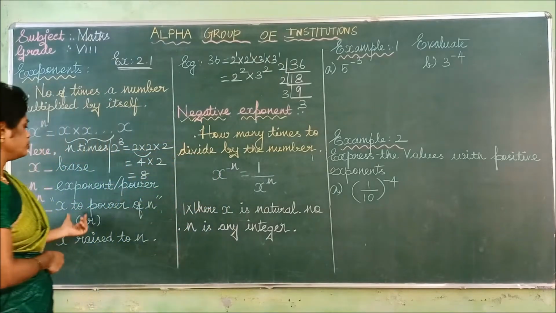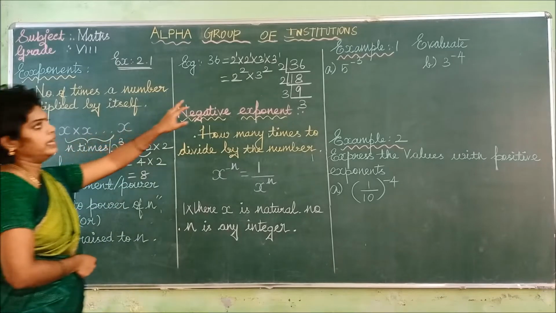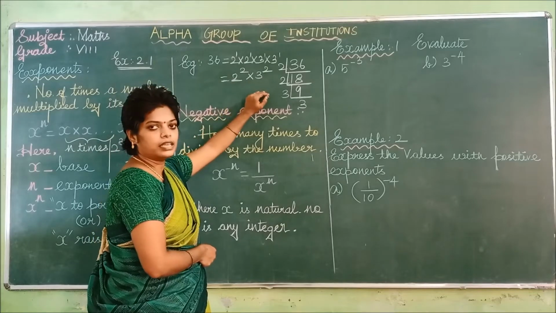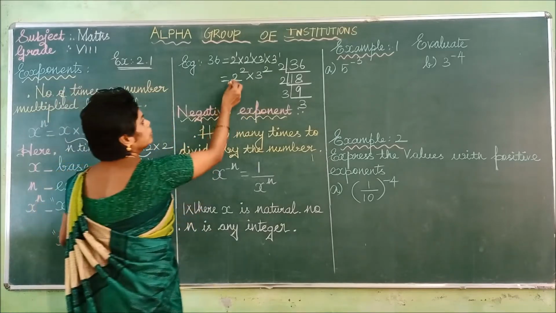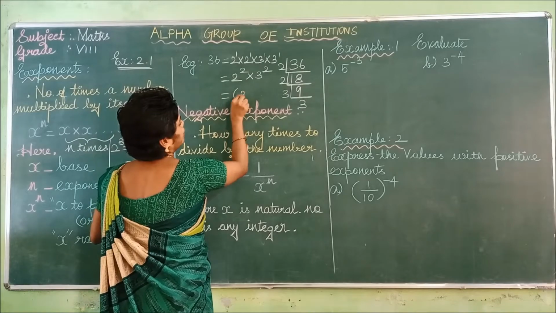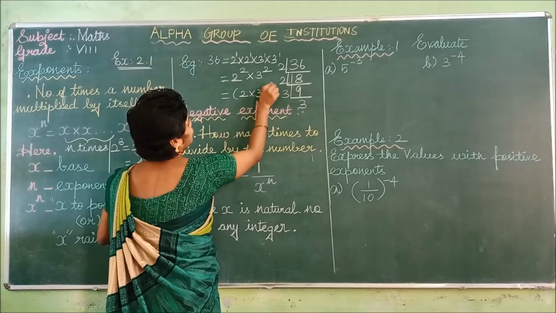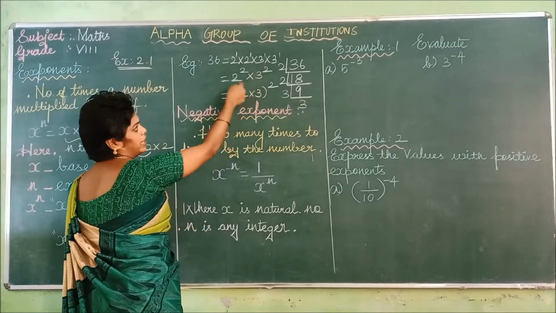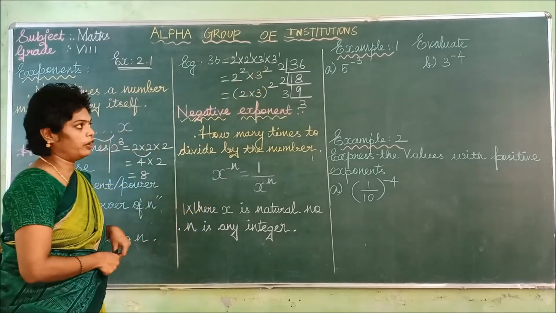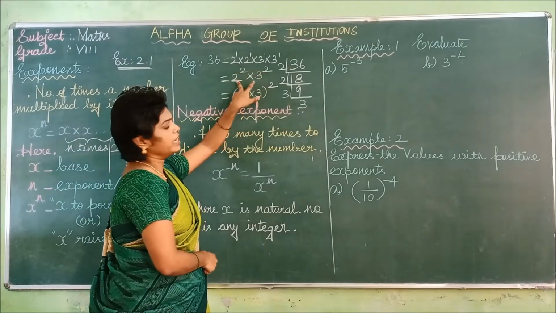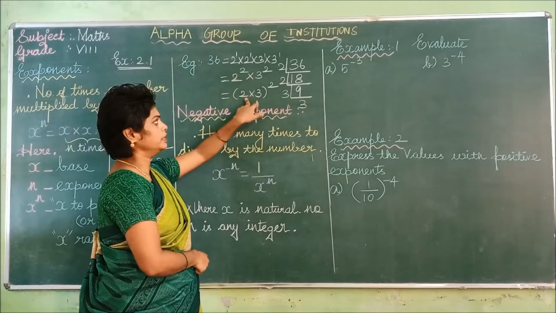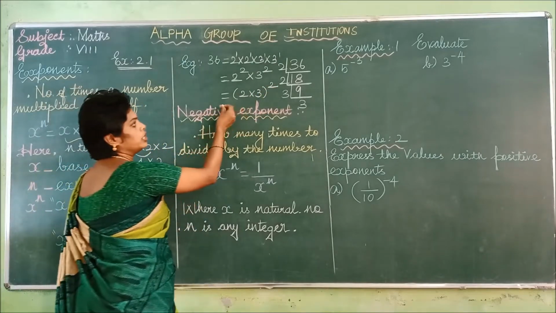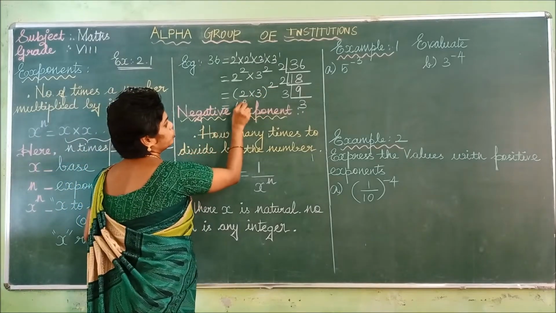So how can we write this using the identity? Here there are 2 bases. What are the bases? 2 is a base and 3 is also a base. So using the identity we can write 2 into 3 whole to the power 2. Because both the powers are the same, we can multiply the bases: 2 into 3 whole power 2. What is 2 into 3? 2 into 3 is 6. So 6 to the power 2.